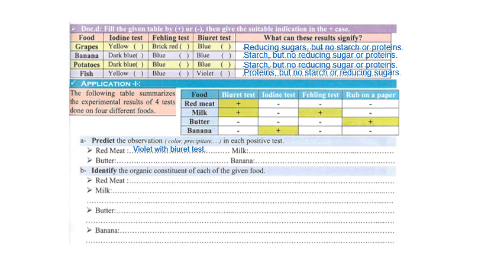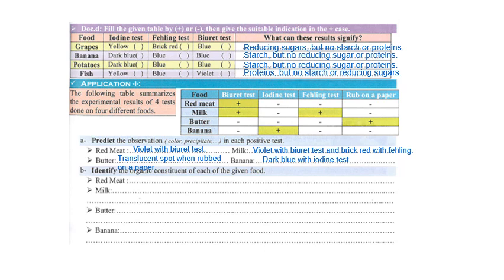Milk, positive with biuret and Fehling, so it gives a violet with the biuret test and the brick red with the Fehling test. Butter, it's positive only when rubbed on a paper, so a translucent spot when rubbed on a paper. Banana only positive with iodine, so dark blue color with the iodine test.